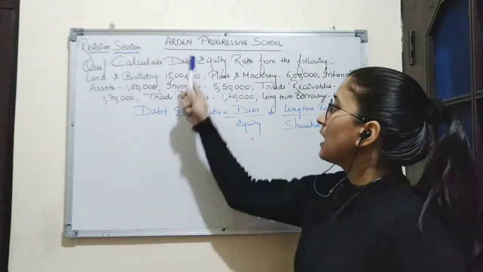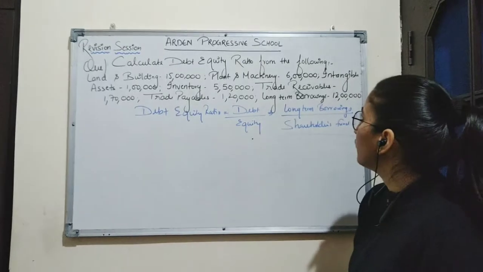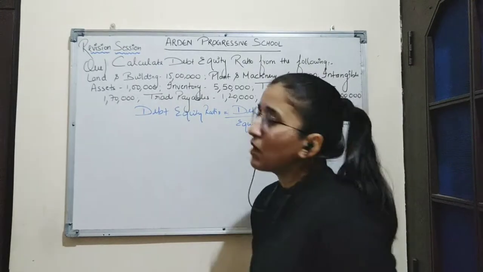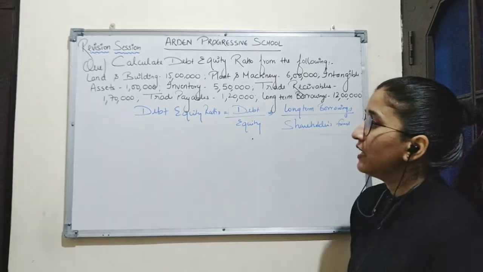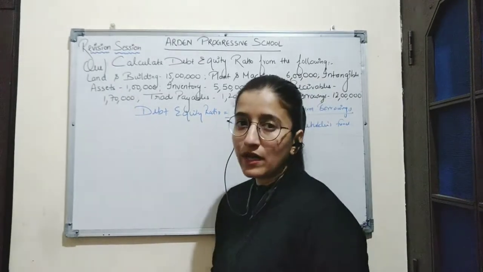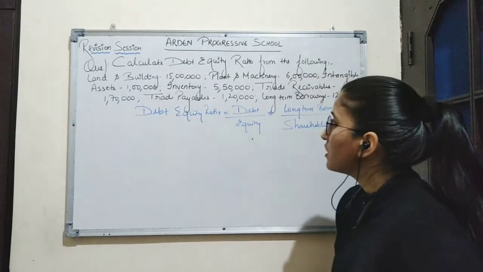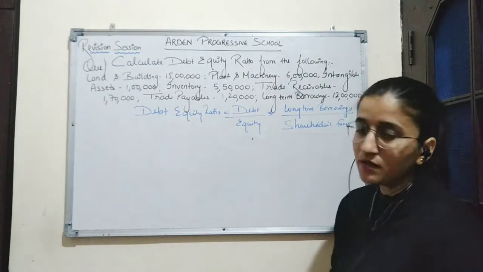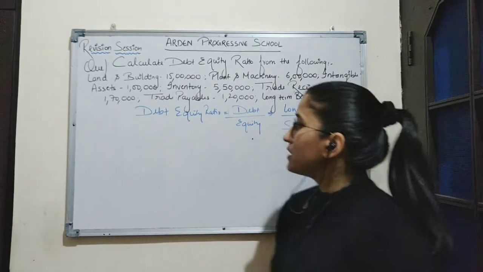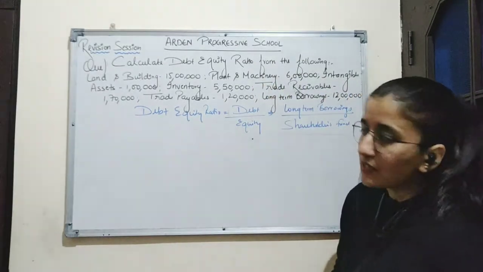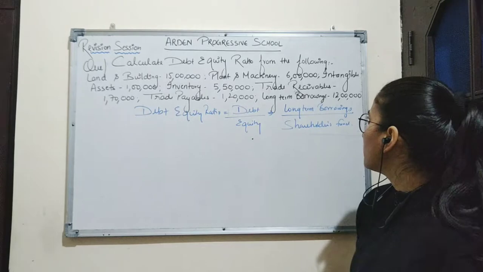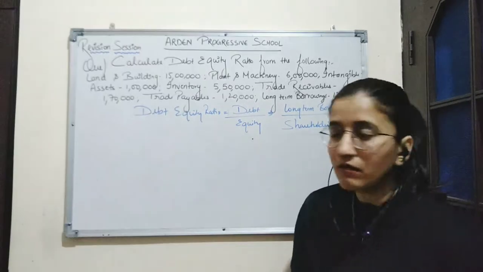Question is, calculate debt equity ratio from the following: land and building amounting to rupees 15 lakh, plant and machinery 6 lakh, intangible assets rupees 1 lakh, inventory amounting to rupees 5 lakh 50,000, trade receivables rupees 1 lakh 70,000, trade payables 1 lakh 20,000, long term borrowings amounting to rupees 12 lakh.